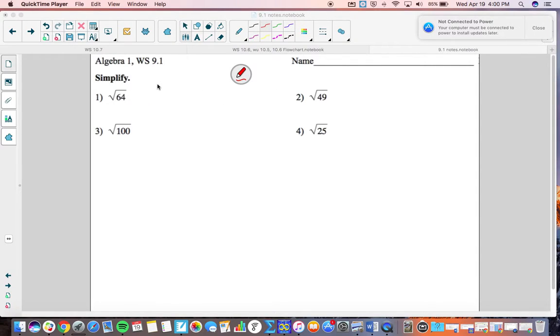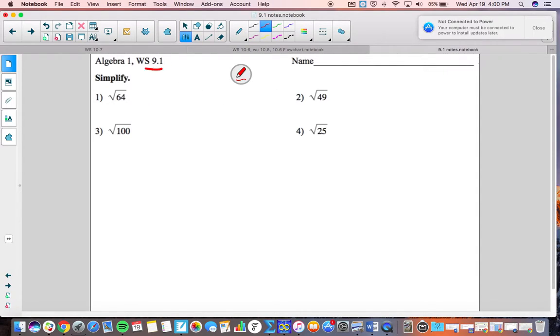Let's try some of these out on worksheet 9.1. So the square root of 64, a lot of you are saying here it's 8, but remember negative 8 is also a square root of 64 because negative 8 times negative 8 equals 64. So this is the fastest way to write positive 8 or negative 8, so plus or minus 8. Here, the square root of 100 is plus or minus 10. 10 is the square root of 100, and so is negative 10.